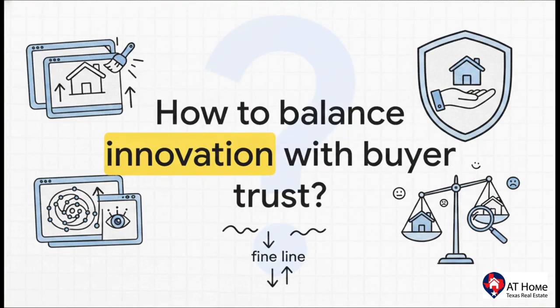Which leaves us with this final question to ponder. As AI editing tools continue to advance and become practically indistinguishable from reality, how will the real estate industry balance marketing innovation with fundamental buyer trust? It's a remarkably fine line, isn't it? Balancing showcasing a property's absolute best potential while making sure we're not deceiving the market.